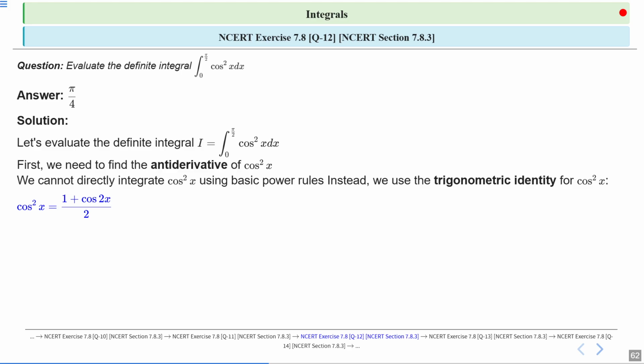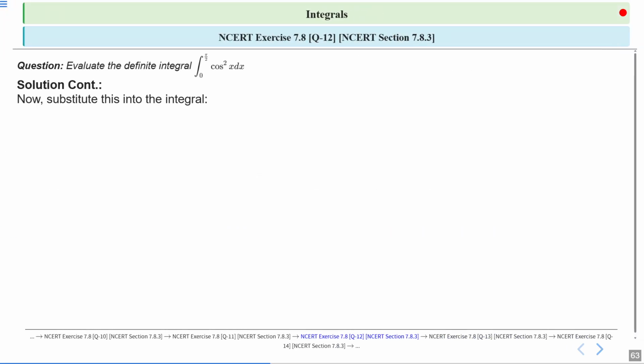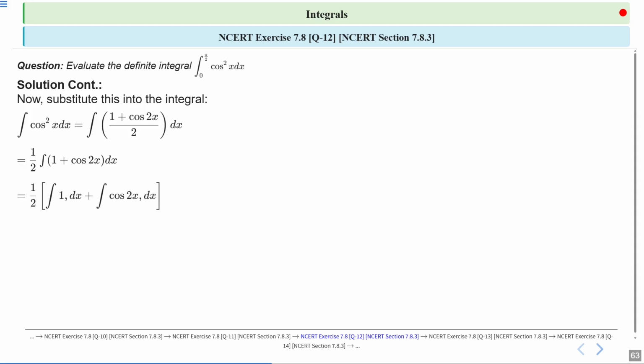So now we can find the antiderivative of cos square x using the trigonometric identity: cos square x is equal to (1 plus cos 2x) by 2. So substitute this into the integral. We get the integration of cos square x is equal to the integration of (1 plus cos 2x) by 2 dx. So 1 by 2 integration of (1 plus cos 2x) dx. We get 1 by 2, then the integration of 1 dx plus the integration of cos 2x dx.